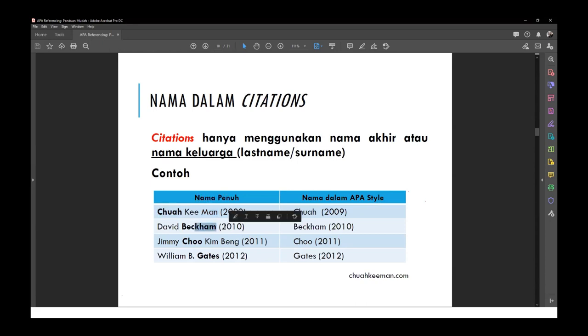David Beckham, same thing, right? Beckham, Jimmy Chu, Kim. If you have an English name for Chinese, you still use Chu because that is the surname, same thing. William B. Gates, then Gates. So these are the conventions.